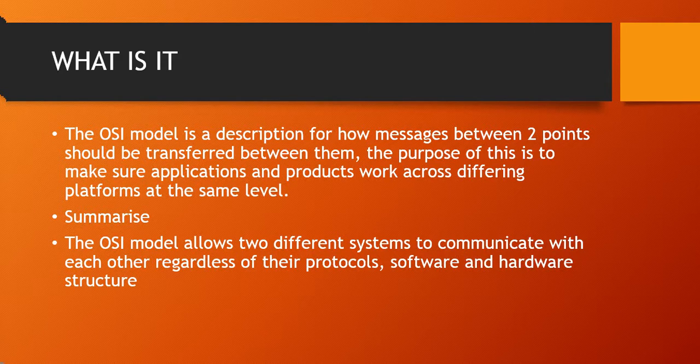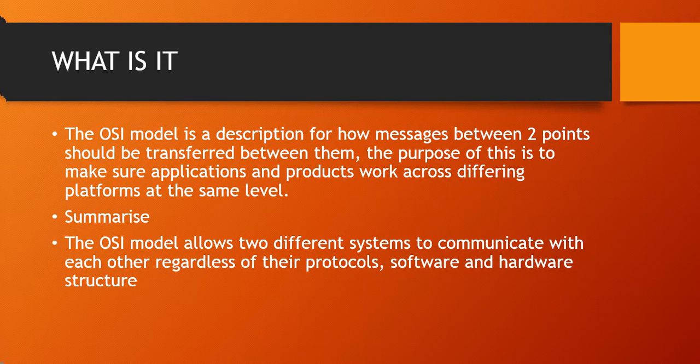The purpose of this is to make sure that applications and products work across differing platforms at the same level. It just means that no matter what differences there are in the system, the performance should always be at the same level, and this is what the OSI model does. It regulates this and makes sure that the performance is at the same level regardless of the differences between the two systems, whether it's different operating systems or different makers of computer systems, whether it's HP and Apple, or Sony and HP, two computer systems that are trying to connect to each other. It doesn't matter what it is, the OSI model makes sure that the performance is the same.